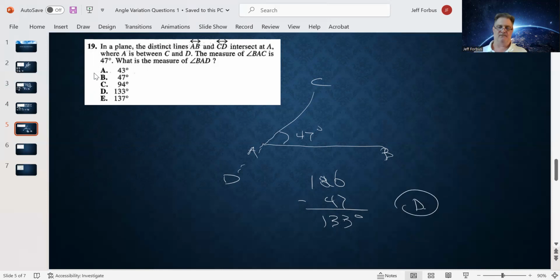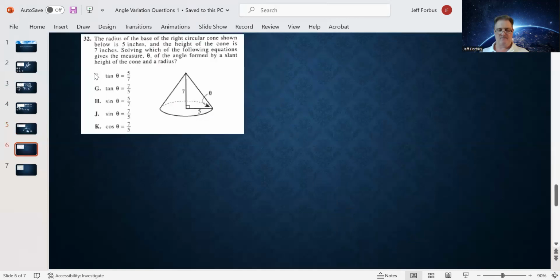I think the thing that gets a lot of people is just drawing the picture here. It doesn't have to be perfect, as you can see. All right.